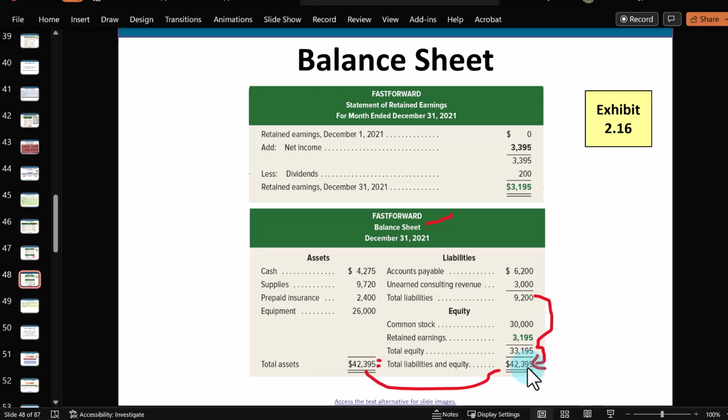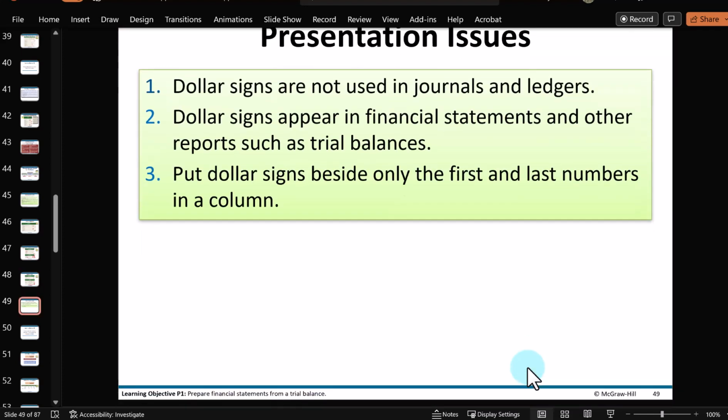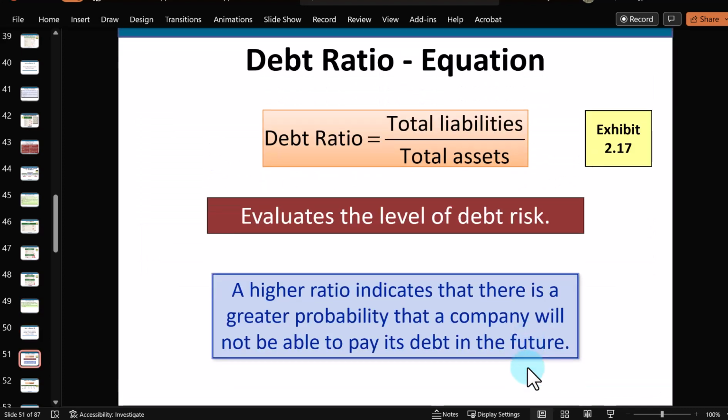Let's take a look at the financial analysis at the end of this chapter. We have some type of ratio analysis we do at the end of every chapter. In this case, for chapter 2, we learn how to calculate something called a debt ratio. So we take the total liabilities from the balance sheet and divide it by the total assets of that same balance sheet. And you're going to get either a percentage or some kind of ratio.